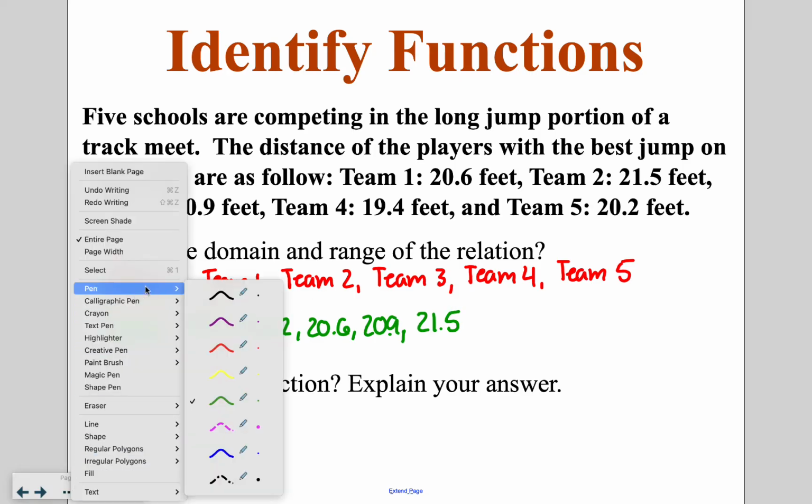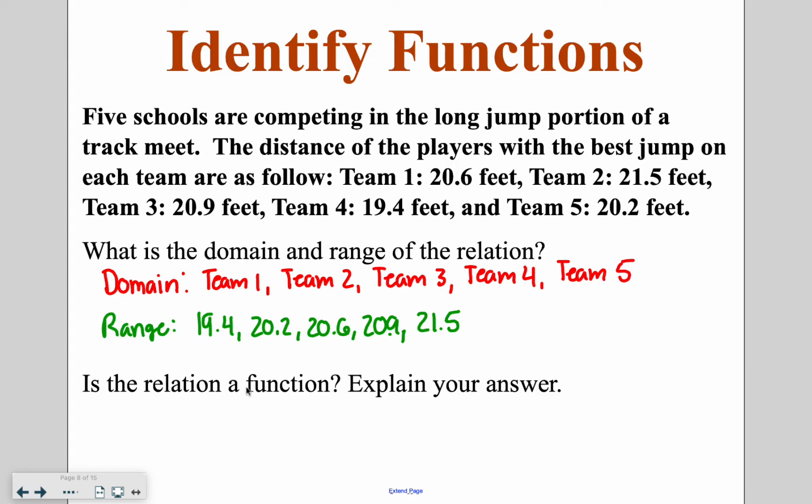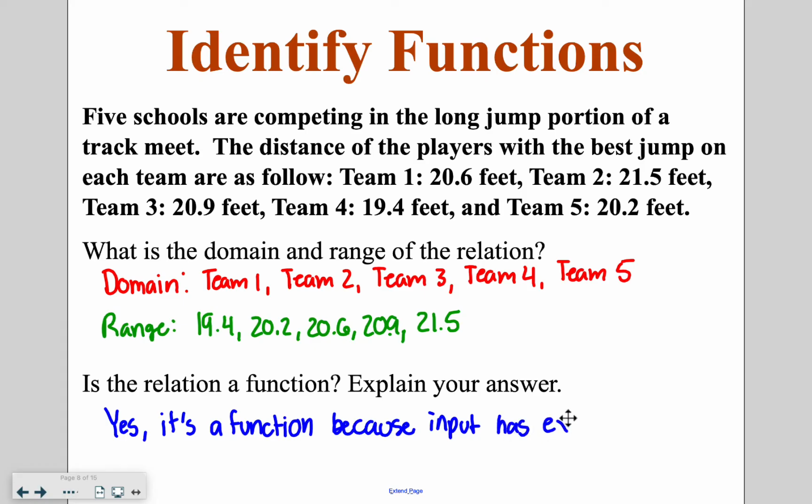The last question it asks is, is this relation a function? In this case, the answer is yes, it is a function. And the reason is that each element in the domain, so each input, has exactly one output. Every team only has one score that is reported within the competition. So because the input has exactly one output.